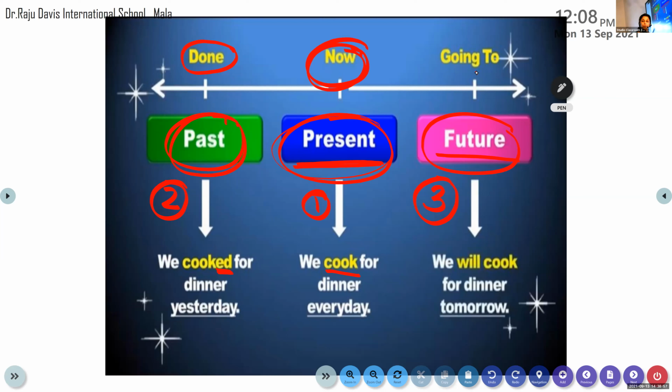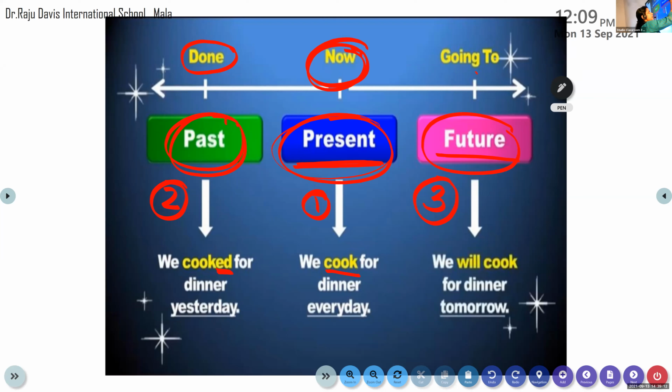To indicate the future tense, what do we do? That is why I'm muting you all, children. Please mute all your audios during the time of explanation at least. After that, you can unmute.